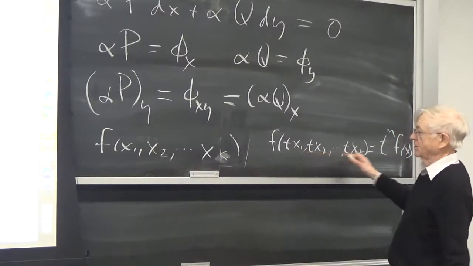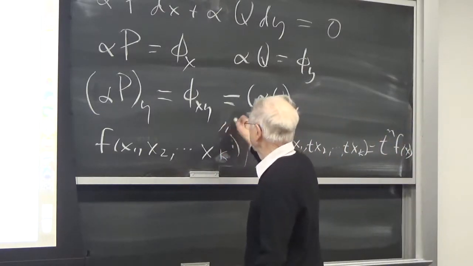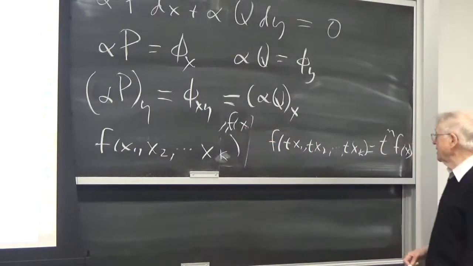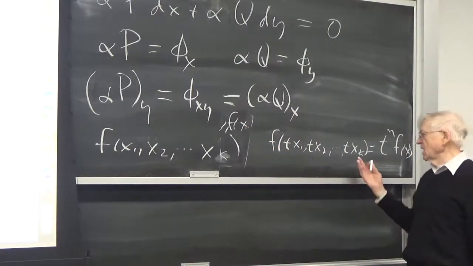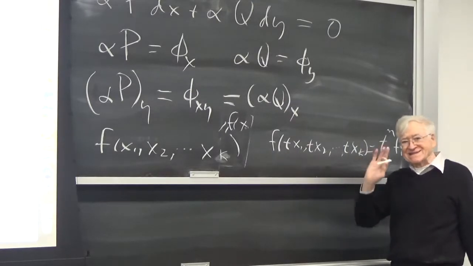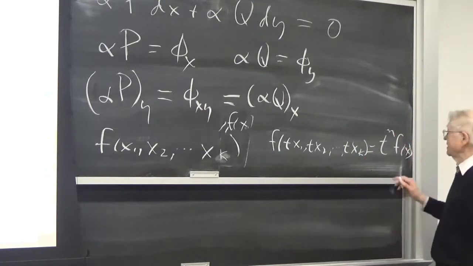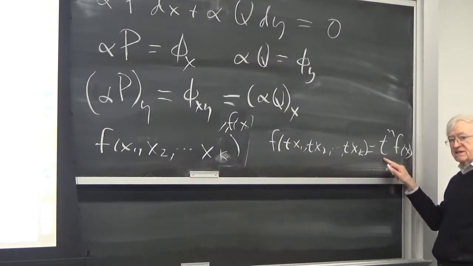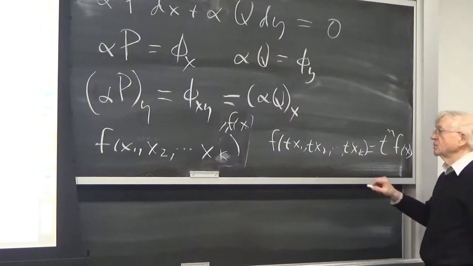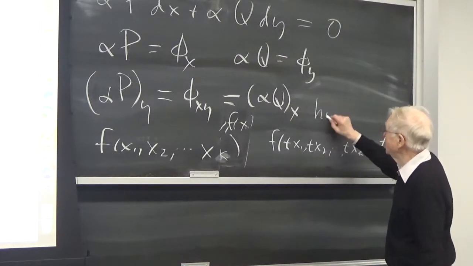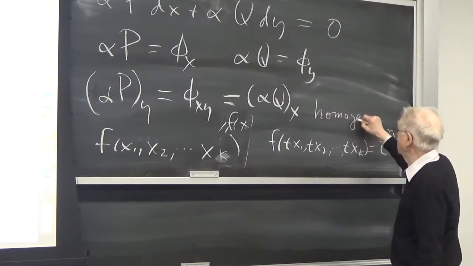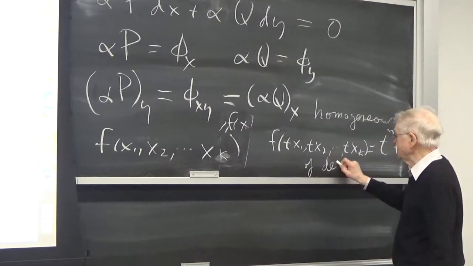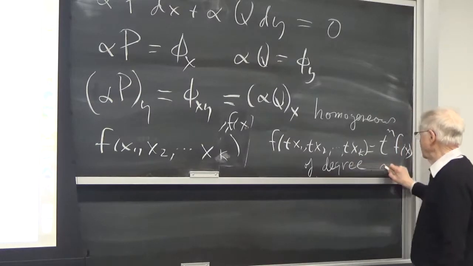I can't write all of those, so this is f of x, where I'm writing x as a vector, x1 through xk. So the idea is if you multiply all the arguments of the function by the same number t, then that's the same as multiplying the function by t to the n. And so we say it's homogeneous of degree n.